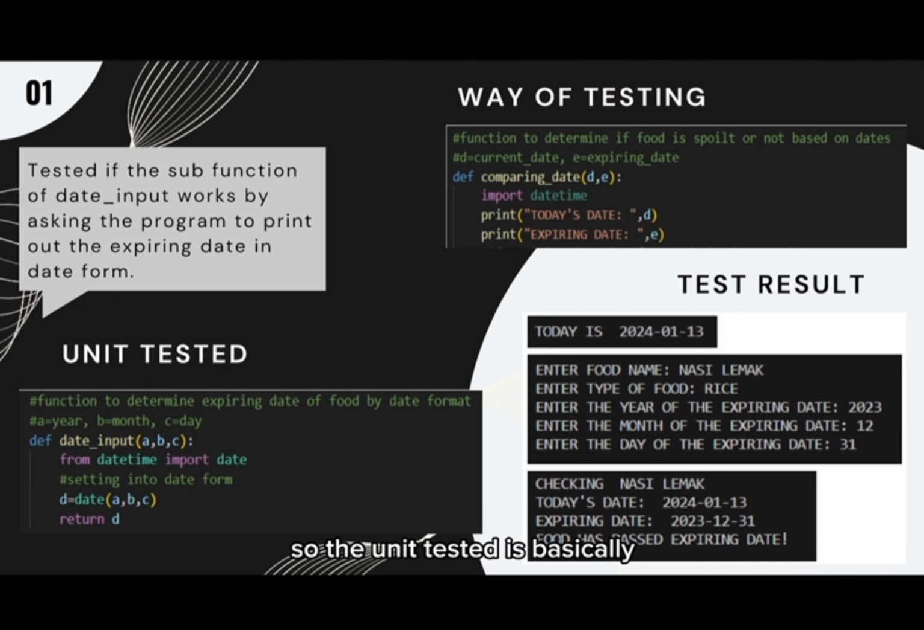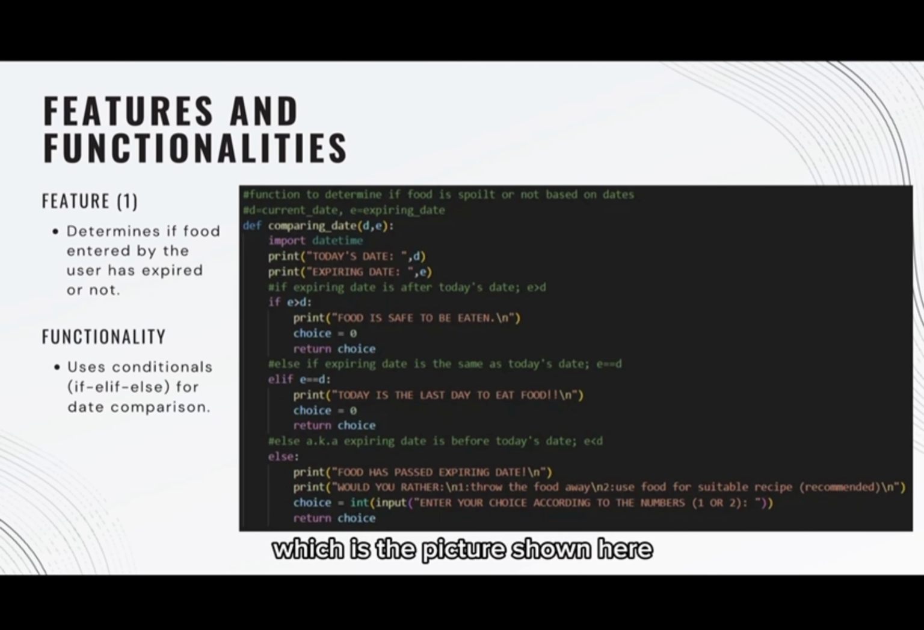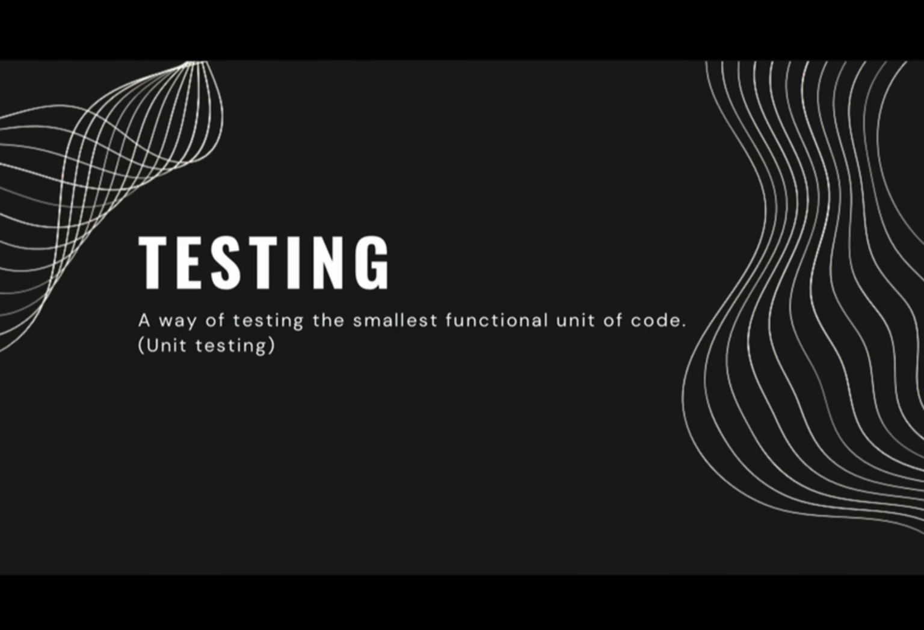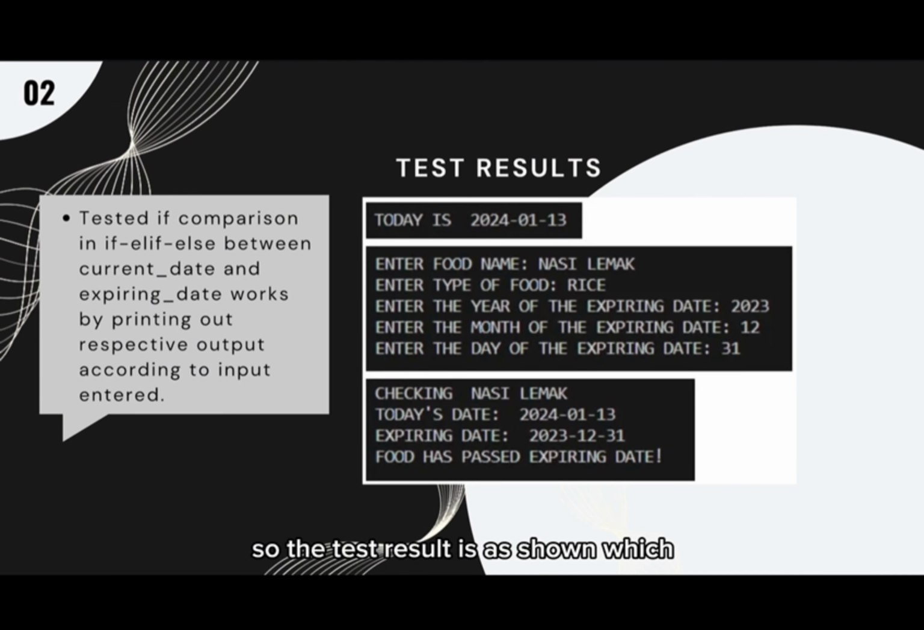The unit tested is basically the second sub-function of our program, which is the picture shown here, where we use if, else to compare dates. How we tested that part of the program is by asking the program to print out the output based on this block of code. The test result is as shown, which shows that the comparison between today's date and expiring date produces the right output, which is that the food has passed the expiring date, as today's date is more recent than the expiring date.